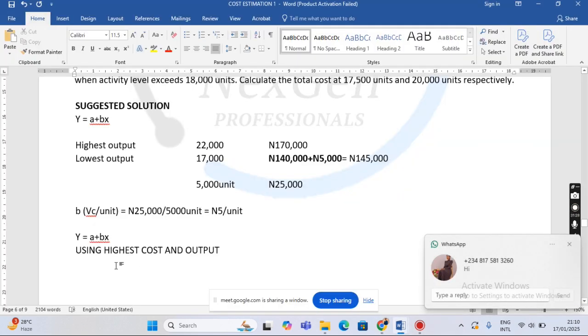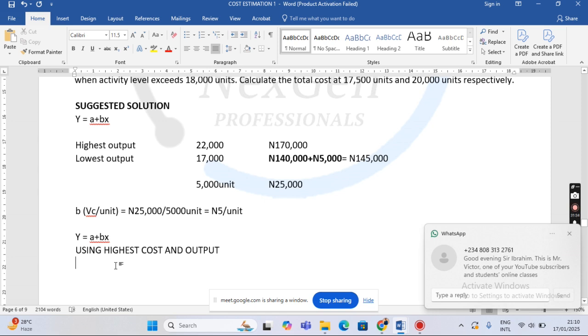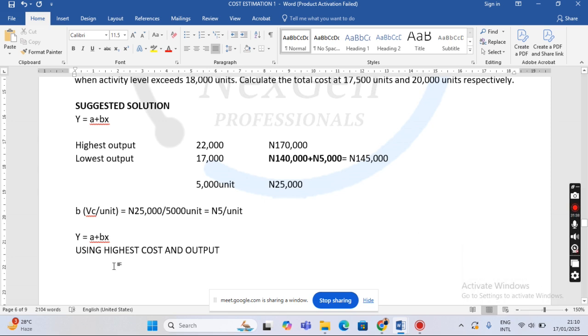So now, the next thing is using highest cost and output. So what is the highest cost? This is y, your cost. Is that not so? Highest cost is 170,000 equals A. A is not given, which we need to establish, plus B. We already got our B as 5 naira per unit, right?